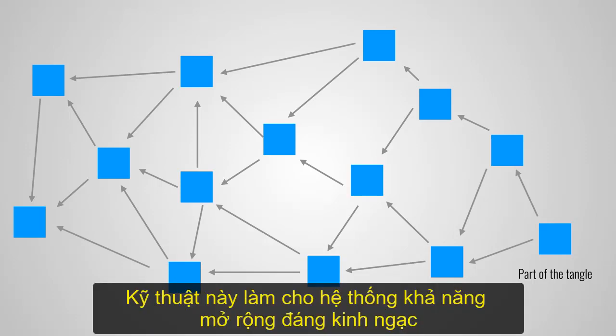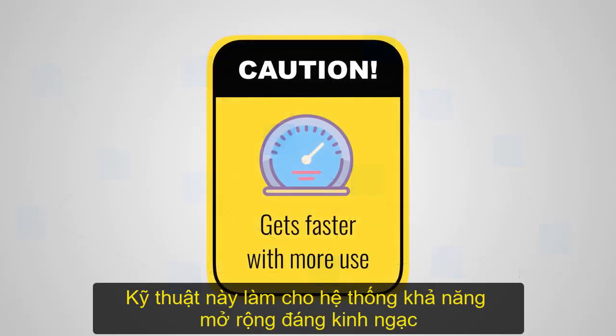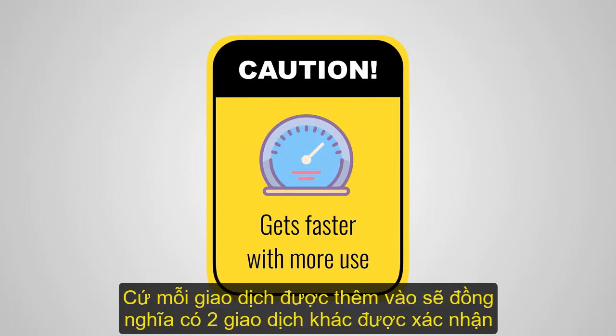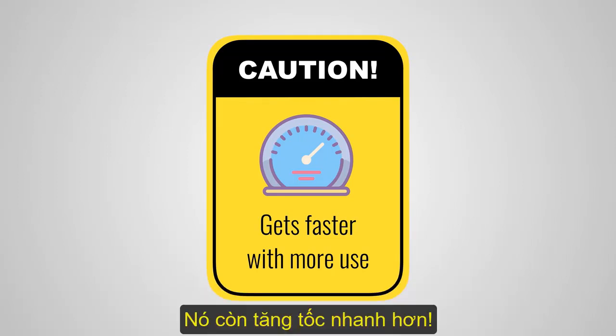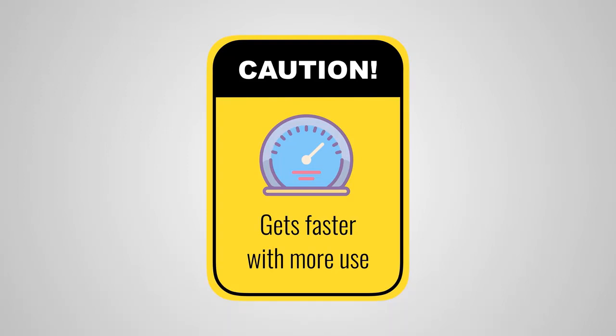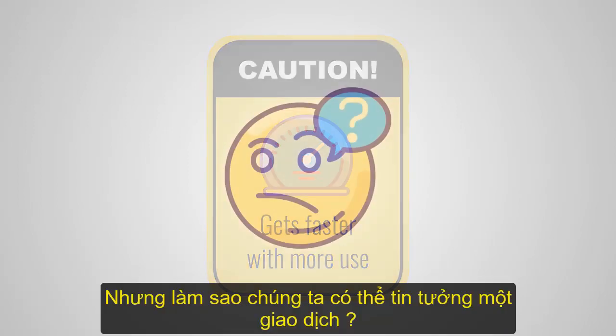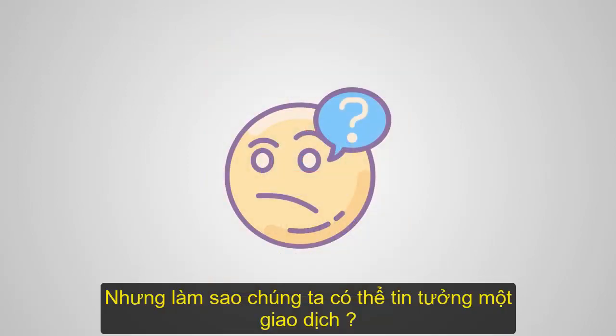This technique makes IOTA's tangle incredibly scalable. For every transaction that is added to the tangle, two others are being confirmed. This means that the network doesn't slow down when there are a lot of transactions. In fact, it actually speeds up. Now, that's all great, but how can we know we can trust a transaction?